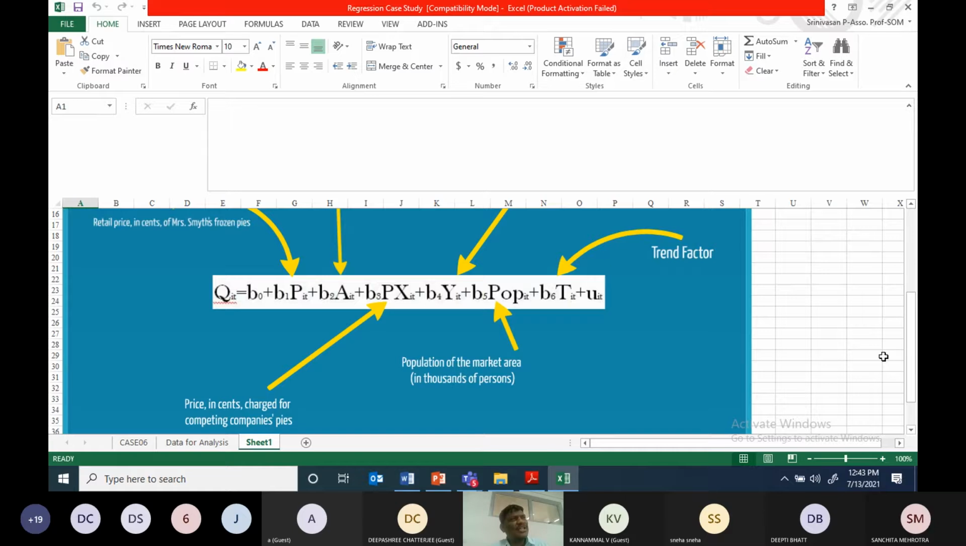Sir, should we go with the unit of measurement, or can we convert into log? I am telling you, I am giving a lead. So many questions. Fine, we will solve them one by one. This is the multiple regression model. Each and every variable you can see, note down the units of measurement, because that is going to be helpful for your interpretation.